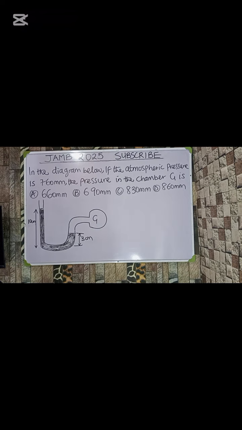In the diagram below, the atmospheric pressure is 760 millimeters. The pressure in the chamber G is what? You have the following options. Option A, 660 millimeters. Option B, 690 millimeters. Option C, 830 millimeters. And option D, 860 millimeters. Now I told you that if you look at a manometer, if this side is open to the atmosphere and the height of water here is higher than the level of the pressure here.